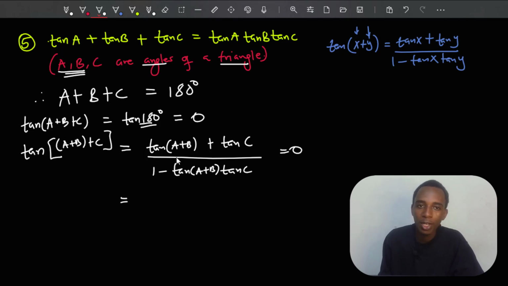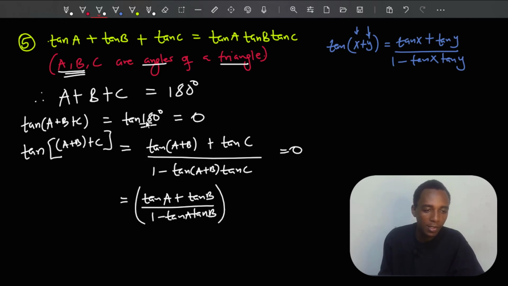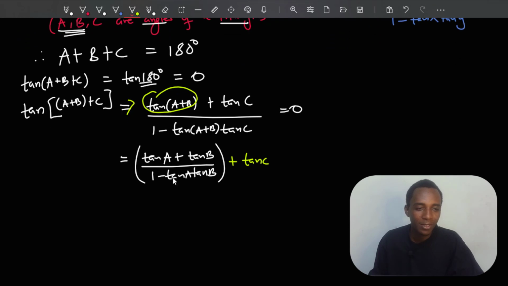Okay, so I'll also expand what this is. This here, tan of A plus B, that's going to be tan A plus tan B divided by 1 minus tan A tan B. So this here is this guy right here, and then we have plus tan C. I don't care about writing the denominator, because if I just cross multiply here, this is going to be 0 anyway, so I could just leave that here. I'll just continue with this equals 0.